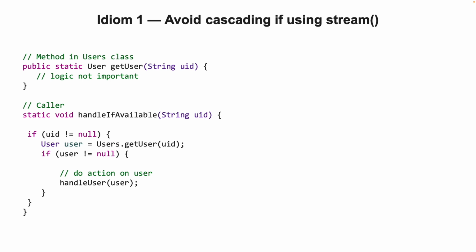The screen also shows an imperative style Java code used by a caller to retrieve the user object, and then take action on the user object by calling the handleUser method. But you also see something else. You can see several null checks that are made here. One to check the variable userID, and then second to check the user variable. Now maybe there is a better way to handle this.